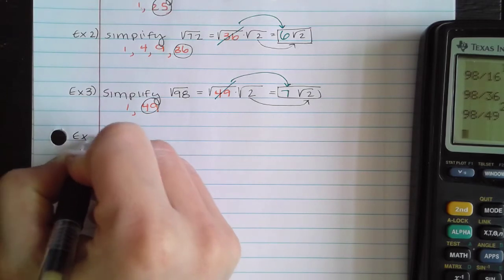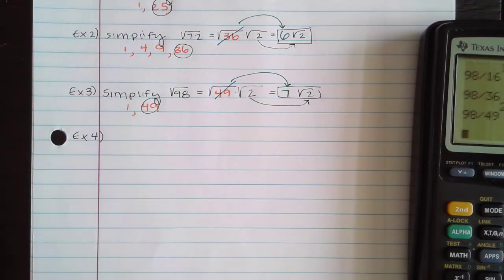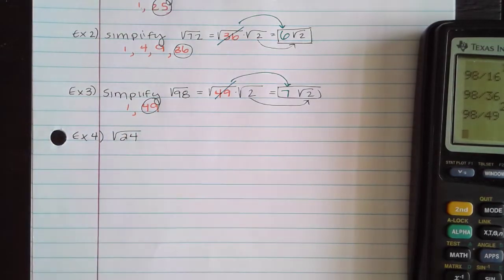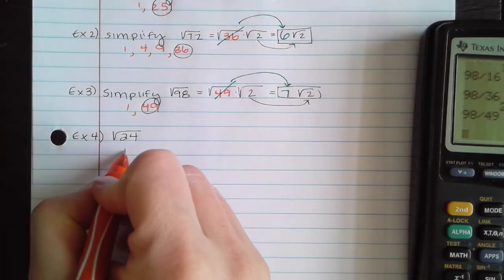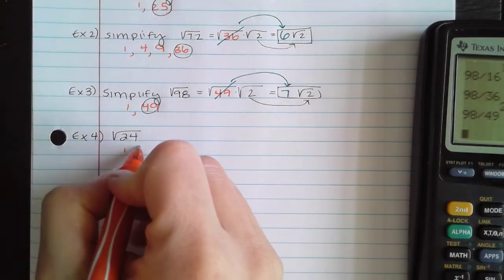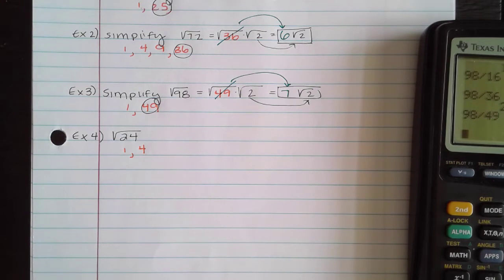Let's try one more. The square root of 24. What perfect square goes into 24? Does 1 go into 24? Yeah, it better. Does 4 go into 24? Yes, it does. Does 9 go into 24? No. Does 16 go into 24? No. And that's all the ones that could possibly go in.